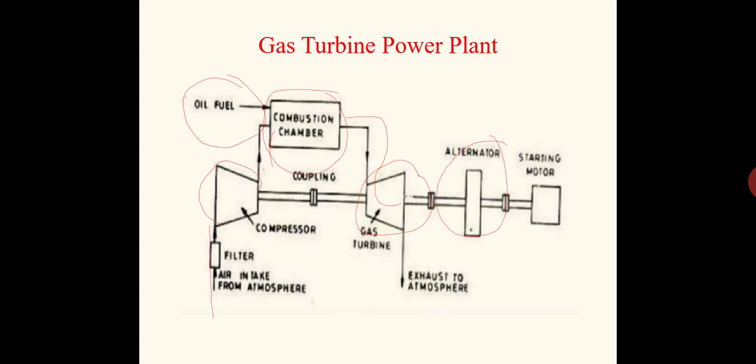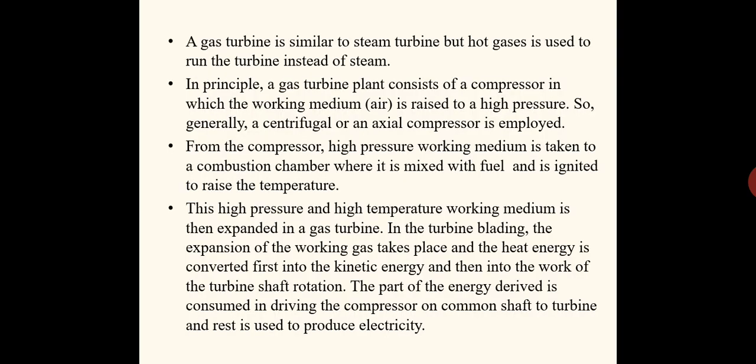So this is the total working of the gas turbine power plant. Finally we will have the alternating current. That was our aim. So coming to the working, it is clearly explained here. A gas turbine is similar to a steam turbine, but hot gas is used to run the turbine instead of steam.